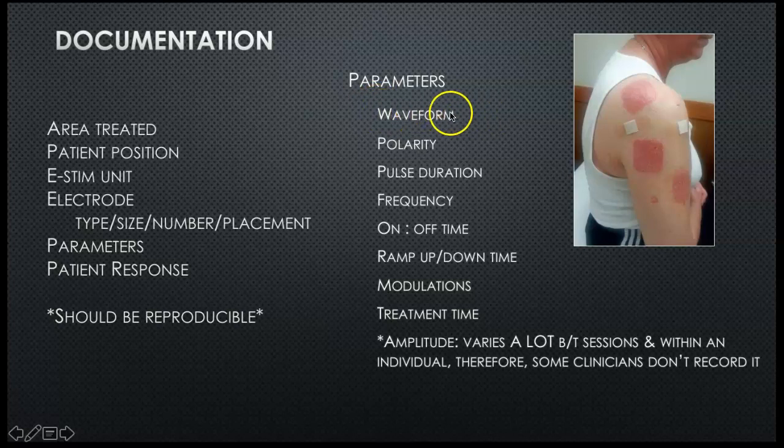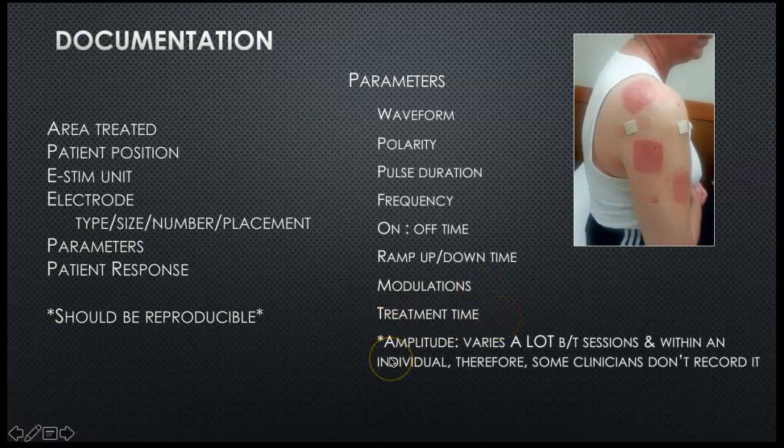So what type of e-stim did you use, right? What's the waveform? Did you use TENS? Did you use Russian? Whatever. If polarity matters, like if you're using high volt, did you use negative or positive on the affected area? What was the pulse duration? What was the frequency? Did you use an on-off time? May or may not be applicable. Did you use a ramp up or ramp down time? Did you use any modulations? And then what was the total treatment time?